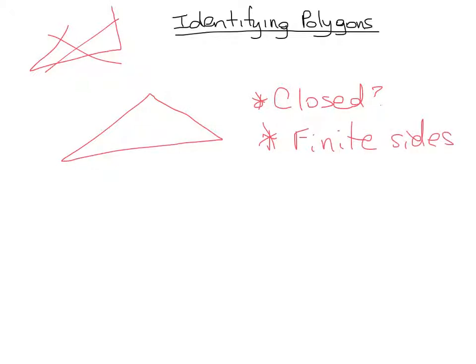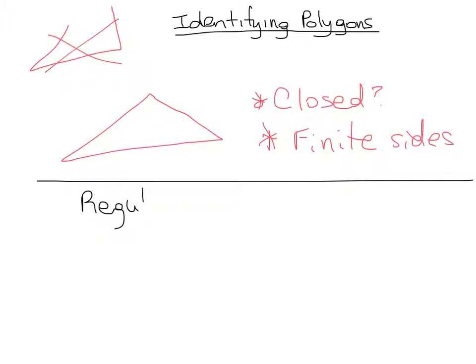So we can count clearly. It's 1, 2, 3 sides. So this is in fact a polygon. All right, so now we can start looking at different types of polygons. So polygons can either be regular or not regular. So let's just call it irregular.